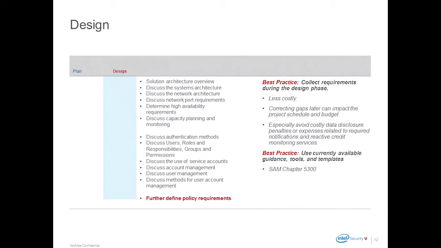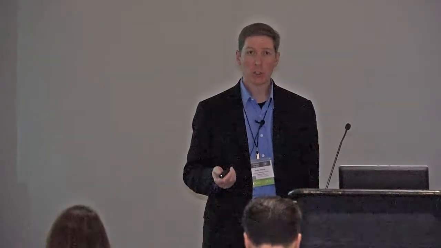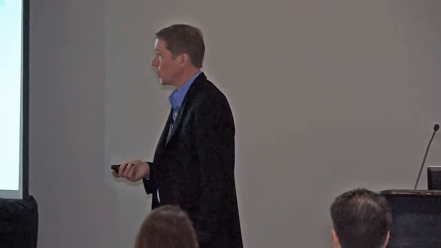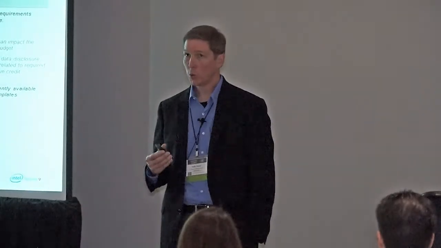Also, as a best practice, use the currently available guidance, tools, and templates that are available as checklists and your starting point. Look internally for controls first, and then look externally for those legislative and regulatory requirements. Further, identify and define the policy requirements. Discuss the users, the roles, and responsibility so you can incorporate things like the principle of least privilege: who needs to have access, when, times of day, all those critical security controls.